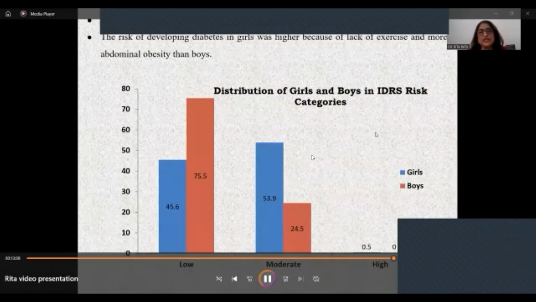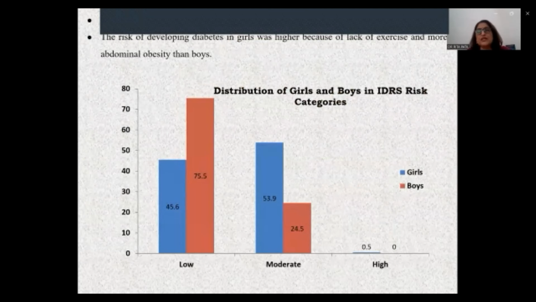Looking at boys and girls. Now we have compared the boys and girls because in children we have taken 750 boys and girls together, 350 each.